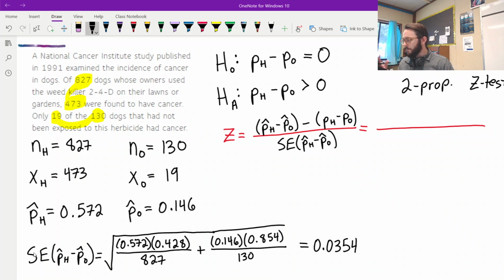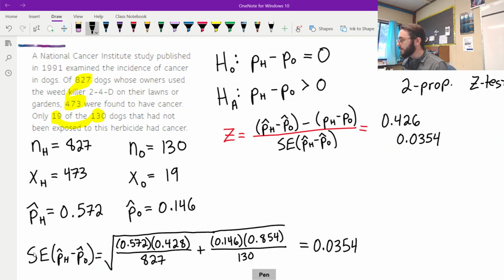So let's see, P hat sub H minus P hat sub O. Okay, so 0.572 minus 0.146 would equal 0.426, minus 0, because that's what we expect, divided by the standard error, which is 0.0354. I'm just going to squeeze this in a little bit more so I have a little more space that I can write the z-score on this line.